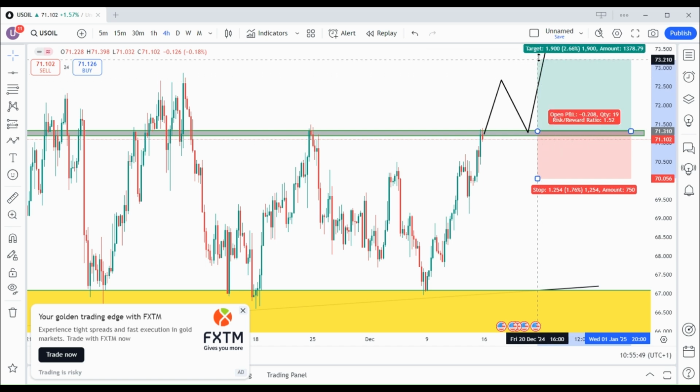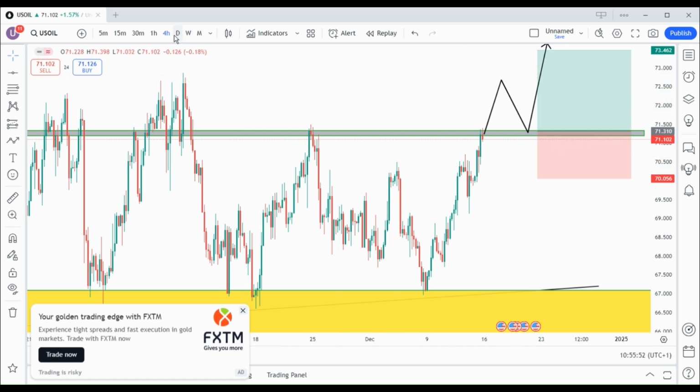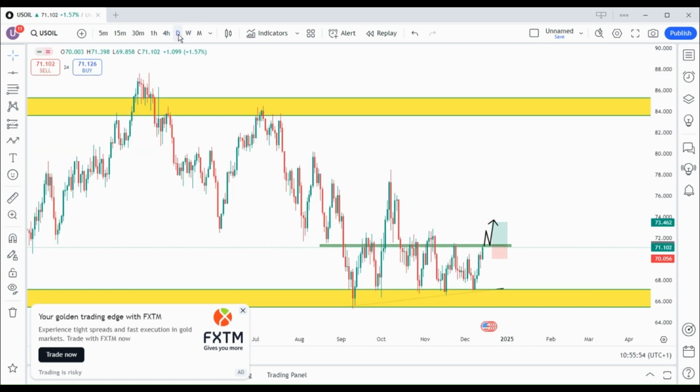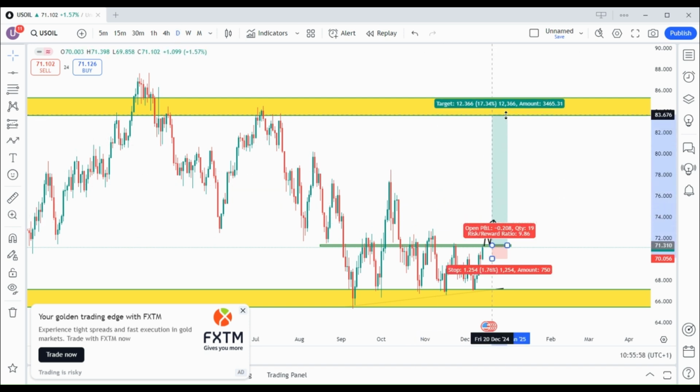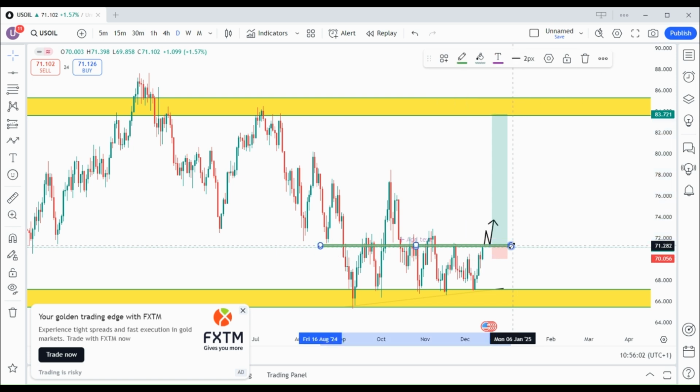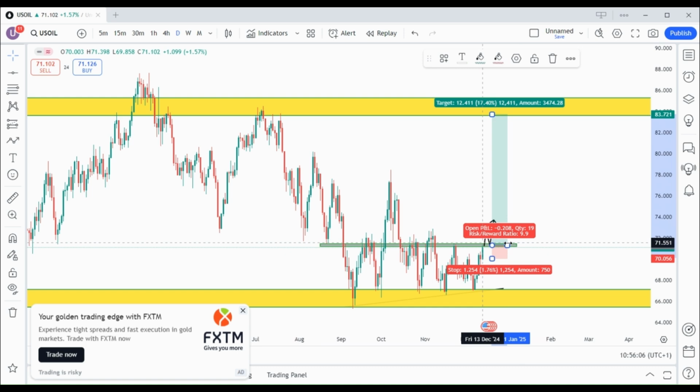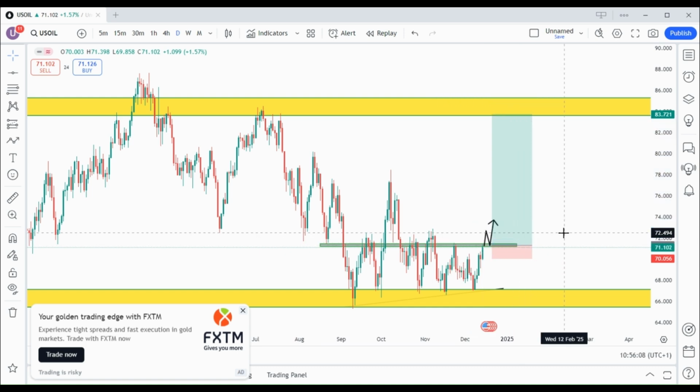So let me show you. Let's go back to our daily time frame. So we'll be holding this price. It's coming to this zone. We are coming to around 83.721. That's the area we're expecting to take our profit. So this is how we'll be taking our entries on the 5 pairs that I have analyzed.